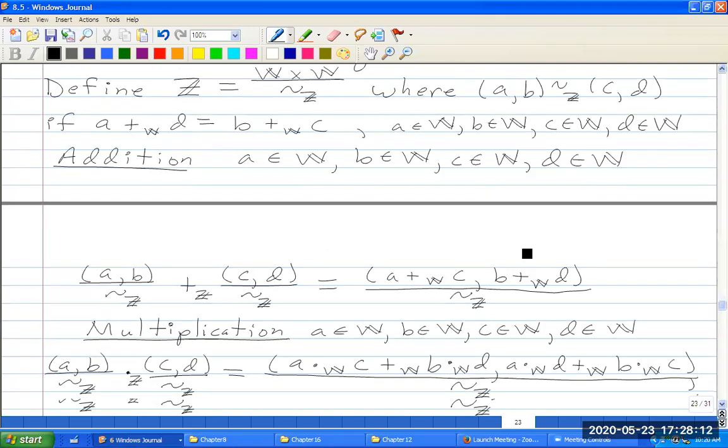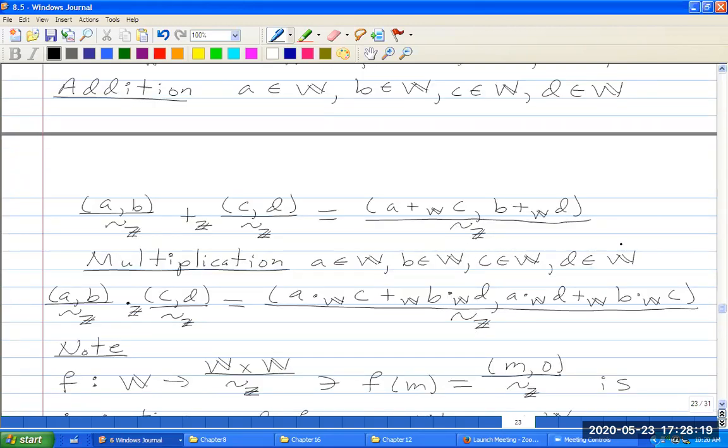Multiplication. So now let's define multiplication. So let A be a whole number, B be a whole number, C be a whole number, D be a whole number. Then A, B, quotient the equivalence relation, times CD, quotient this equivalence relation, is A times C. Notice that we're using the multiplication and addition that we have defined previously for whole numbers. And we're only dealing with whole numbers, so all of these are well defined. And then we're taking the quotient with the equivalence relation.